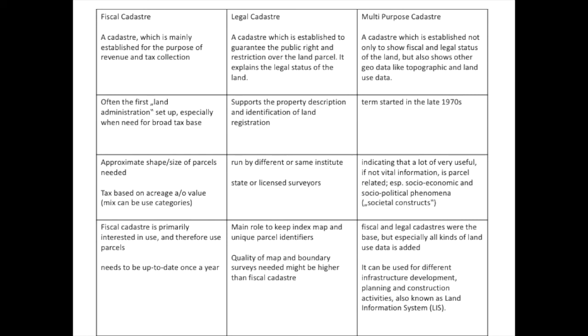And multipurpose cadastre started in the 1970s, and it is not only for fiscal and legal purposes, but for different purposes like topographic, land use and other planning, development and sustainable goals. It is very useful, not only vital, but very important for a parcel. It will include socio-economic and socio-political dimensions also.